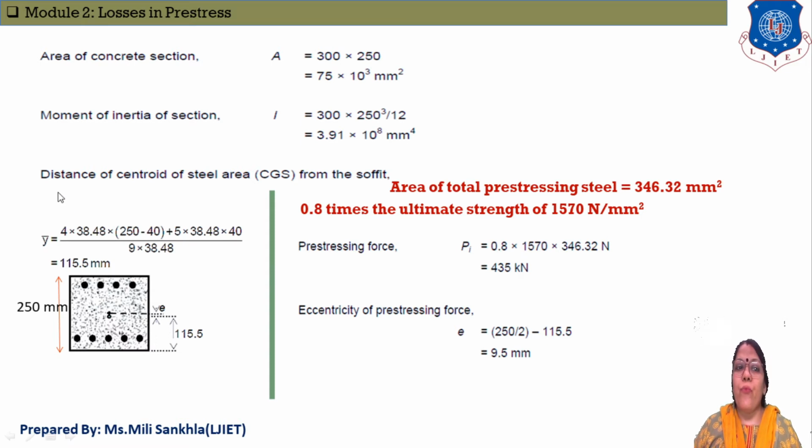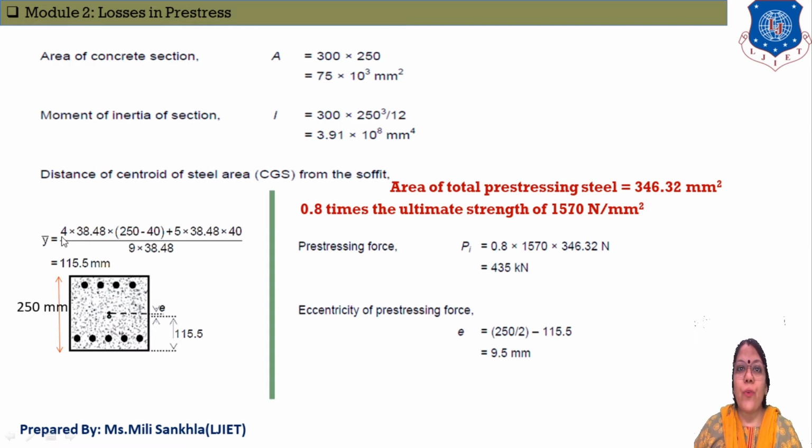Now find the centroid distance from the soffit of the beam, that means the bottom end of the beam, and CGS is equal to the centroid of pre-stressing steel. Here we find the centroid of pre-stressing steel. Now y bar is equal to, what is the equation of centroid? A1 y1 plus A2 y2 plus A3 y3 divided by A1 plus A2 plus A3. That we already studied in the subject MOS.